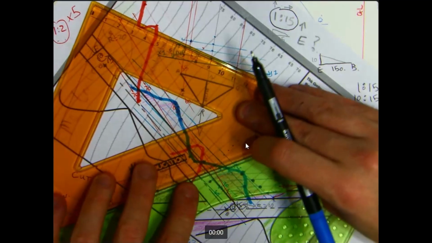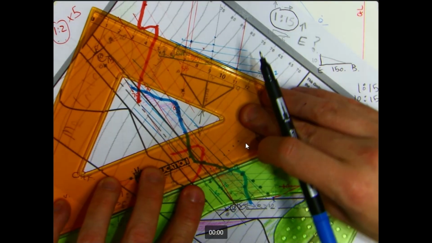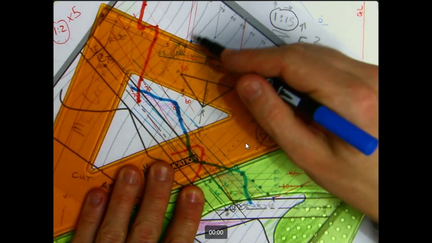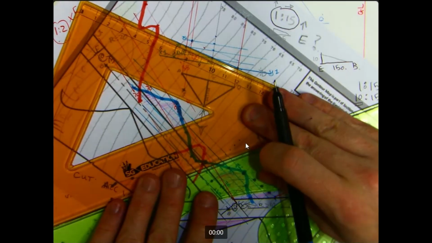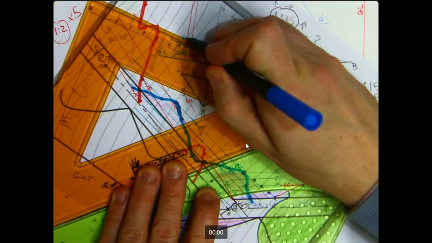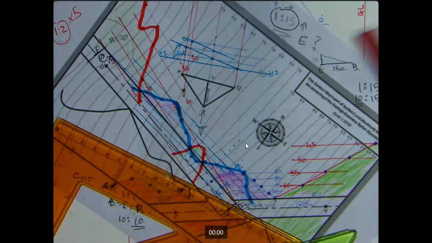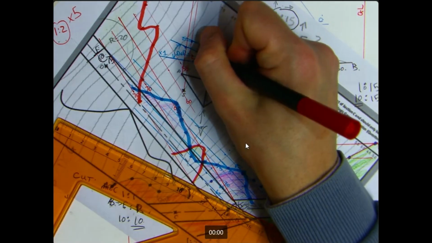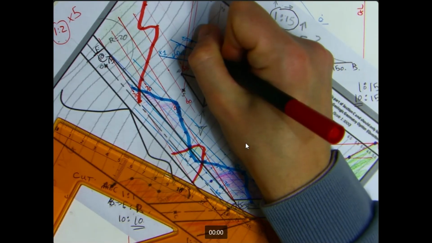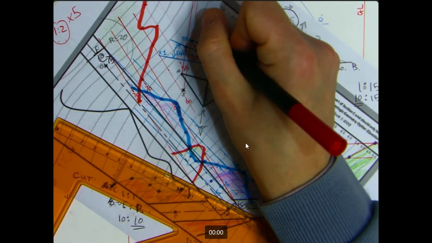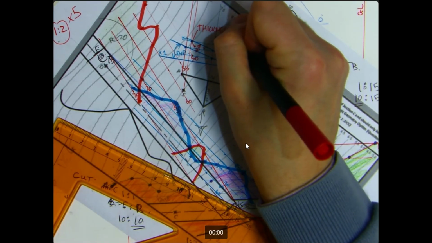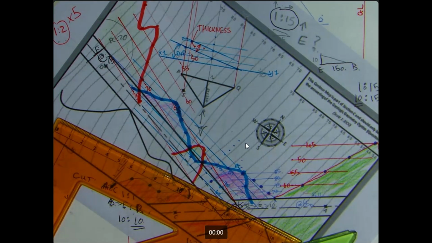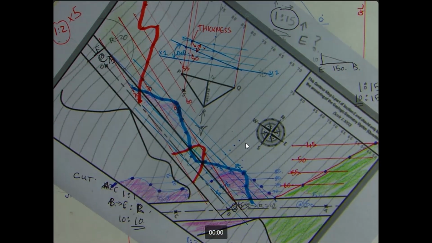So if I take this line and slide it down to S, I draw that parallel line. Take another coloured pen, put in an arrow, and say thickness. Does that make sense? And that's that part.